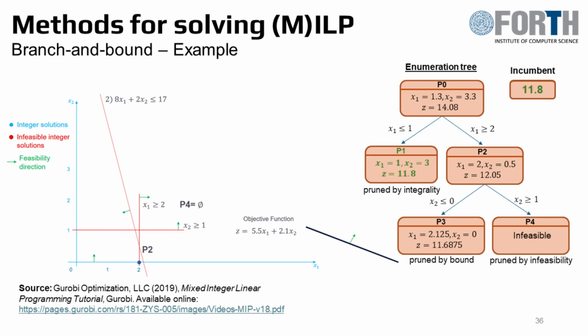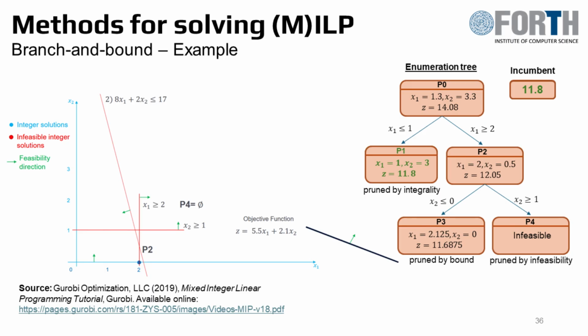Now consider subproblem P4, where x2 greater than or equal to 1. When solving the LP relaxation, we find that this subproblem is infeasible. There's no solution that satisfies all constraints together with x2 greater than or equal to 1. Therefore, P4 is pruned by infeasibility.